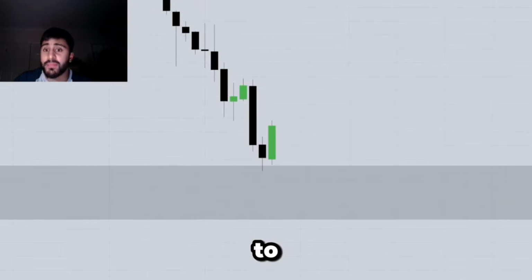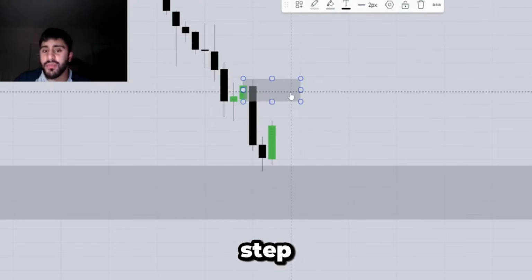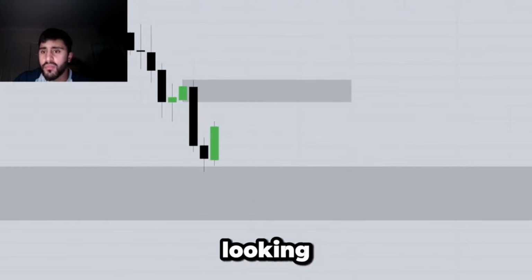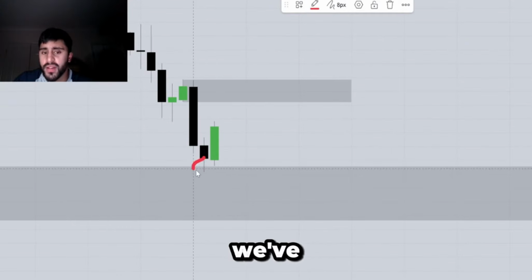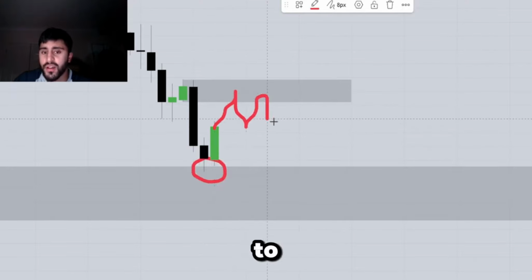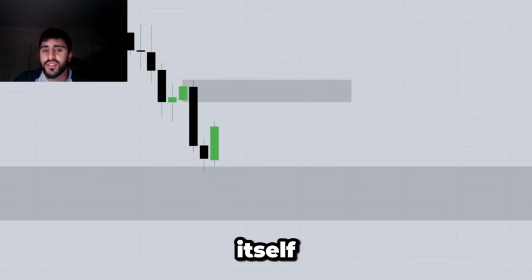Okay. Now from here, we need to pay attention to the fair value gaps on the lower time frames. And this is essentially step 3 of the strategy. So we have a fair value gap over here. What we're looking for is essentially very simple. Now that we've had a tap of a higher time frame level, a 50-minute level, we're waiting for price to kind of break this zone, and then we want to be entering off the reaction of this zone. This is pretty much how the strategy itself unravels.